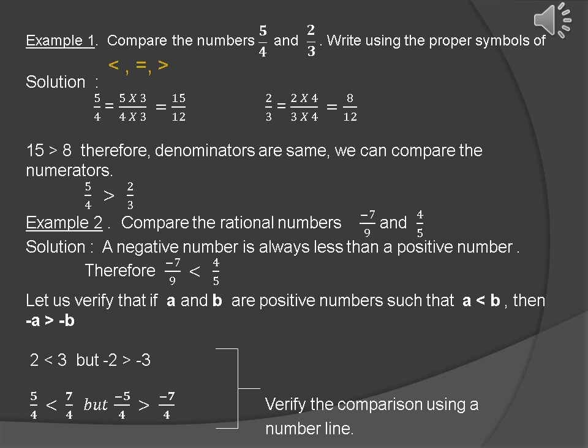Let us verify that if a and b are positive numbers such that a is less than b, then minus a is greater than minus b. 2 is less than 3, but minus 2 is greater than minus 3. 5 by 4 is less than 7 upon 4, but minus 5 by 4 is greater than minus 7 upon 4. You can verify the comparison using a number line.